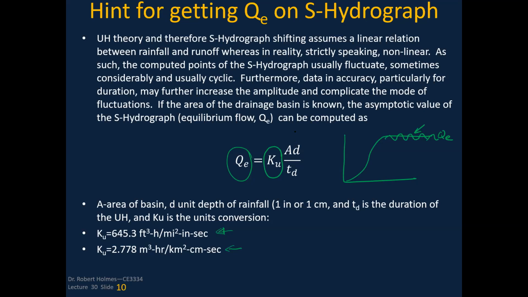And then you've got area, which is the basin area, and that's going to be in square miles if it's in British gravitational units. You've got a depth of rainfall in terms of D. And then you've got the effective duration of the unit hydrograph that you're using to make up this S hydrograph. You're lagging these by some effective duration. If you calculate that value, that will help you come up with this equilibrium flow.